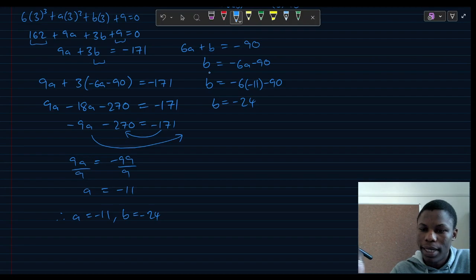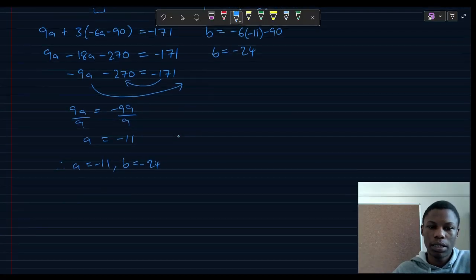Part b says when a and b have the values found in part a, factorize p of x completely. Okay.